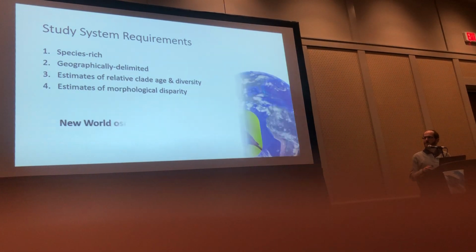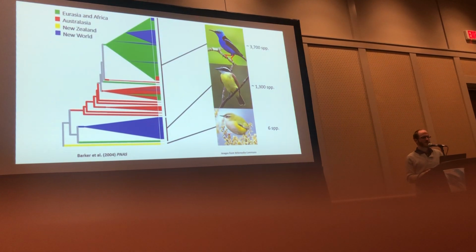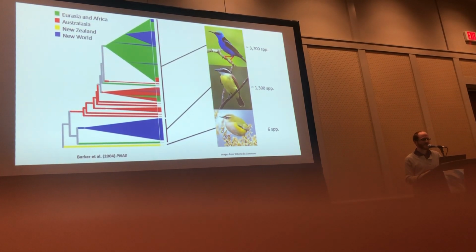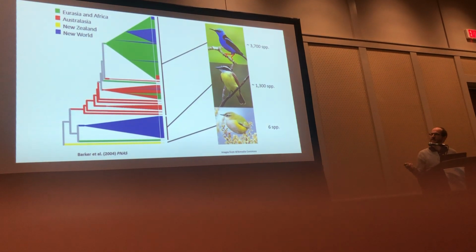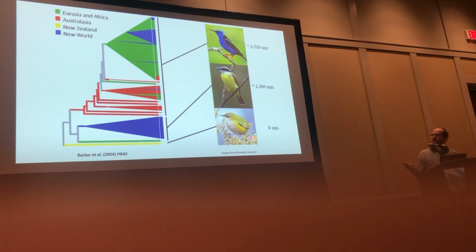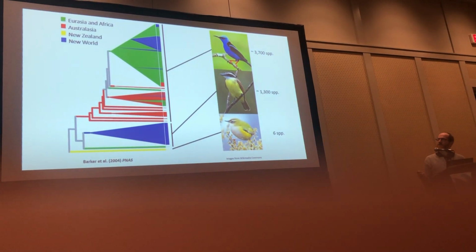And the critters that fit this bill, so to speak, are the New World suboscines. And to orient the poor souls that don't think about passerines every day of their life, here's a simple phylogeny showing the 3 major clades in the avian order Passeriformes. The cotton ball New Zealand wrens at the bottom, the suboscines in the middle, and then the oscines up here at the top.